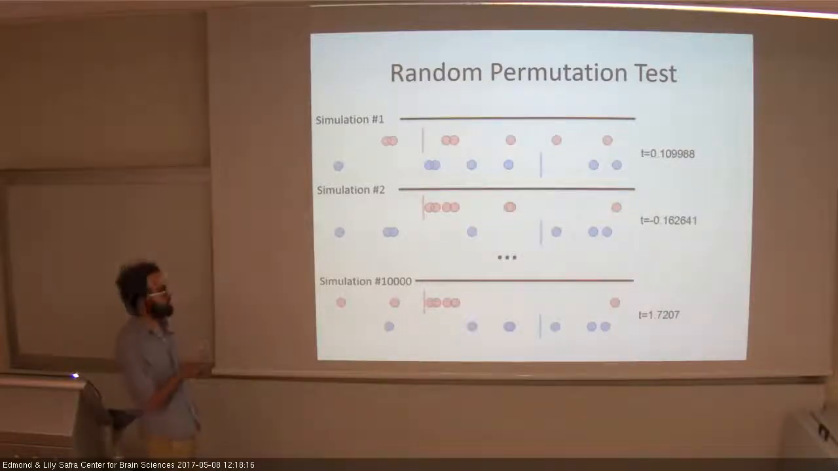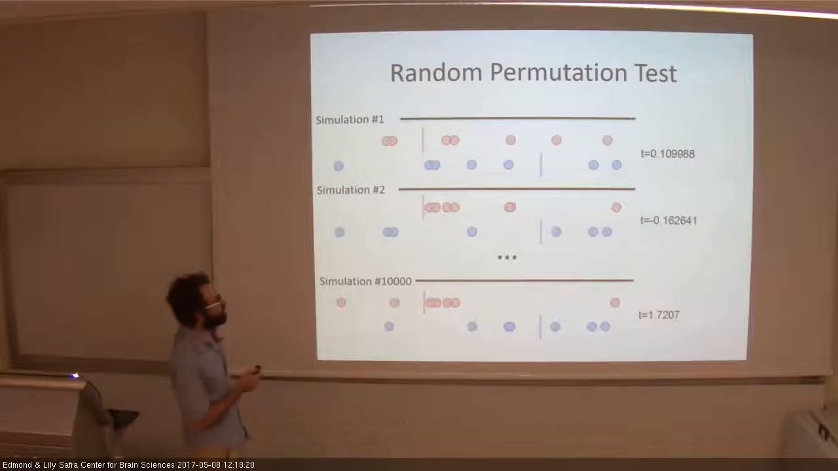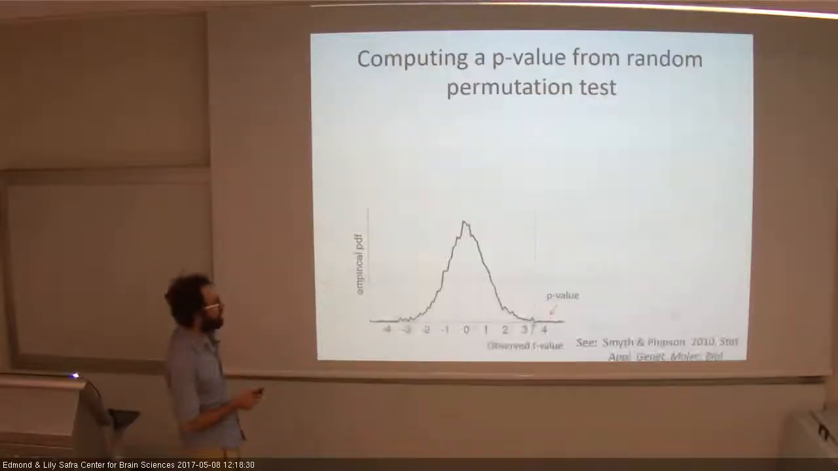Okay, so we do many, many simulations. So for this simulation, we have a t-value, and so on. And when we look across all the simulations, we actually get an empirical null distribution of our statistic. So this is the t value, and the peak of this distribution is zero because we permuted the men and women. And we now look at the observed t value, the actual t value from the unshuffled original data, and it's somewhere about here. And the integral to its right is the p-value.